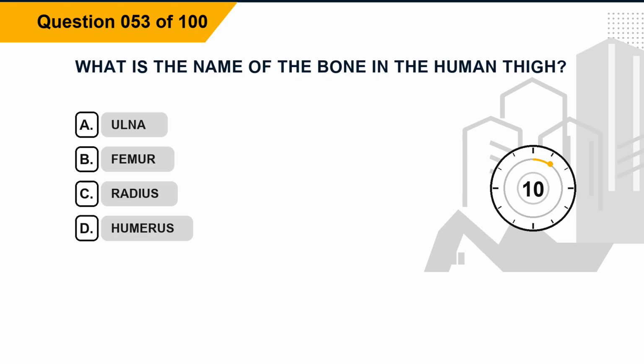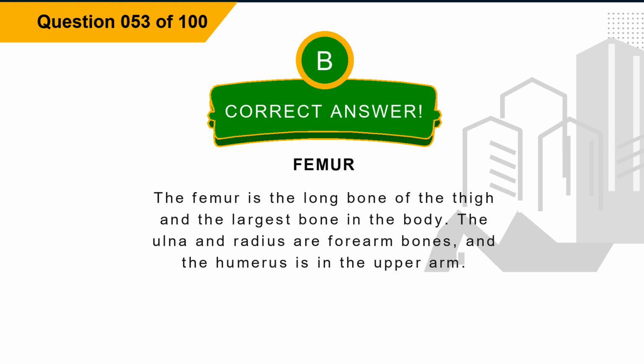Question 53. What is the name of the bone in the human thigh? Option A, ulna. Option B, femur. Option C, radius. Option D, humerus. The correct answer is option B, femur. Explanation. The femur is the long bone of the thigh and the largest bone in the body. The ulna and radius are forearm bones, and the humerus is in the upper arm.